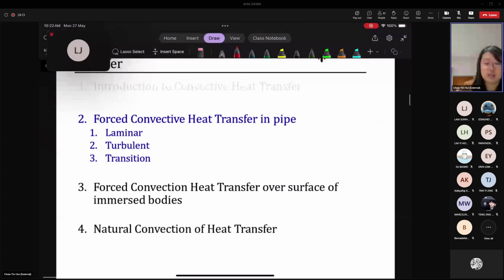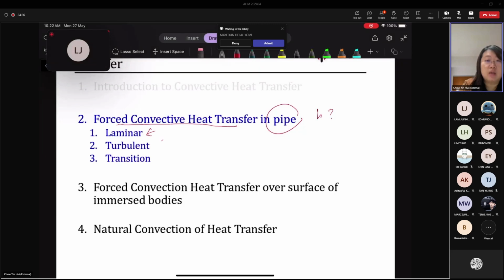So now the second part, we are going to look at the correlations that we are going to use to find the H value for forced convective heat transfer inside the pipe. So there will be three different correlations, for whether it's laminar, turbulent, or the transition flow. Okay.